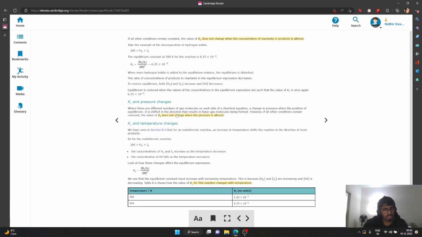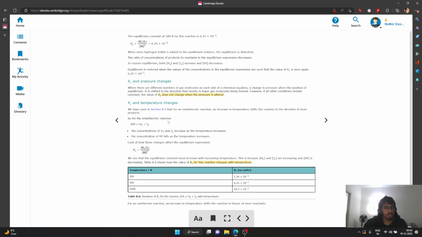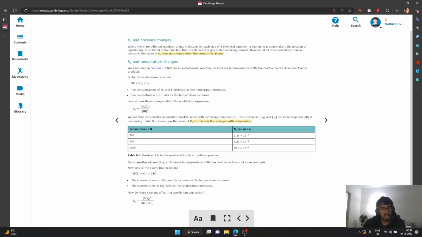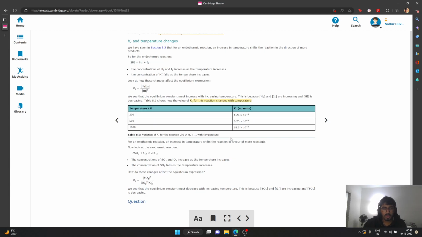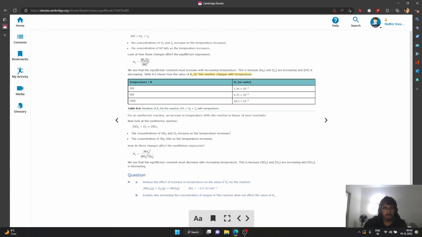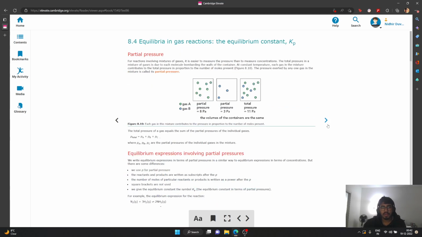Similarly, Kc does not change with pressure, but Kc does change with temperature. You need to have different Kcs at different temperatures. So when you specify Kc, you will always specify at what temperature you are specifying it.